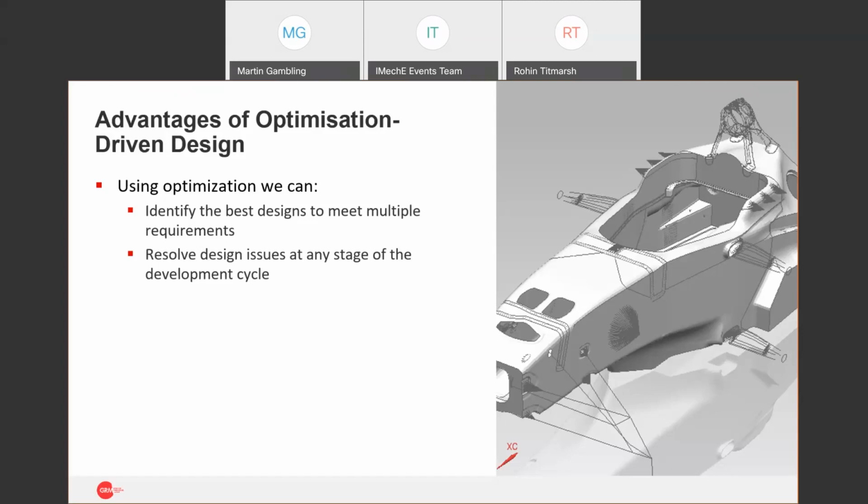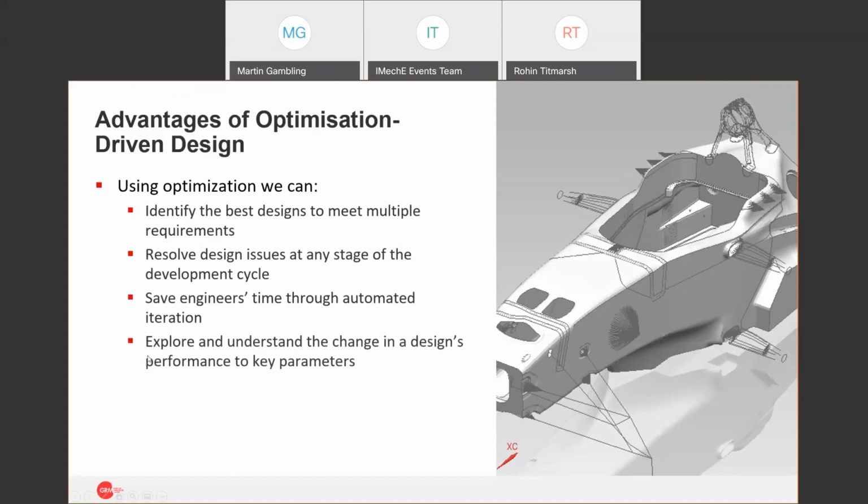If you invest that time in optimization, that's kind of what we want to do as a team at GRM, is to get you on that learning cycle. Then once you've embraced it and you know when to use it, when it's maybe biting off more than you can chew, that's where you get the real strength from it. It saves you time. It doesn't always save you time, depending on what you've got to do to set it up, but certainly it can do at the right occasion. And then lastly, you can really explore and understand your design in a design's performance. See what is done.